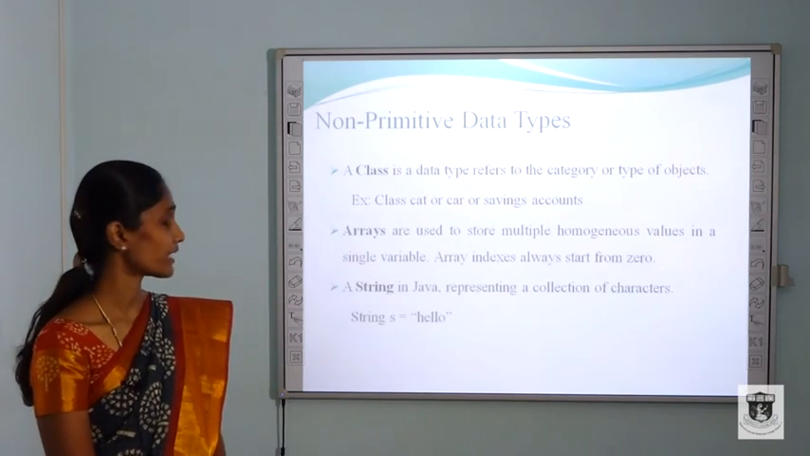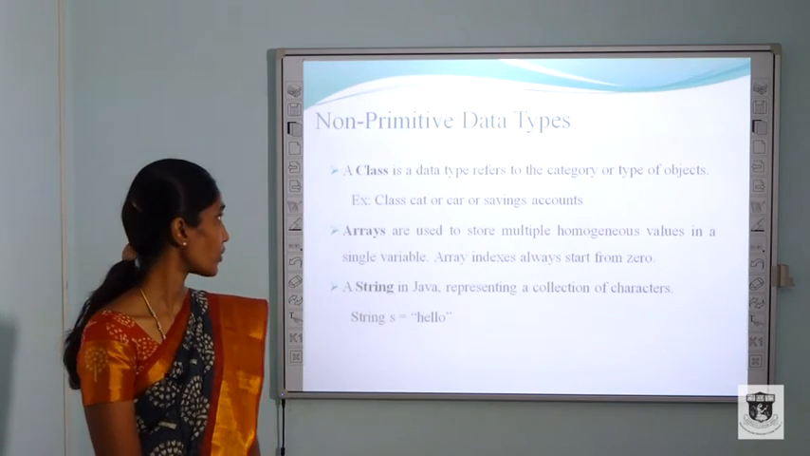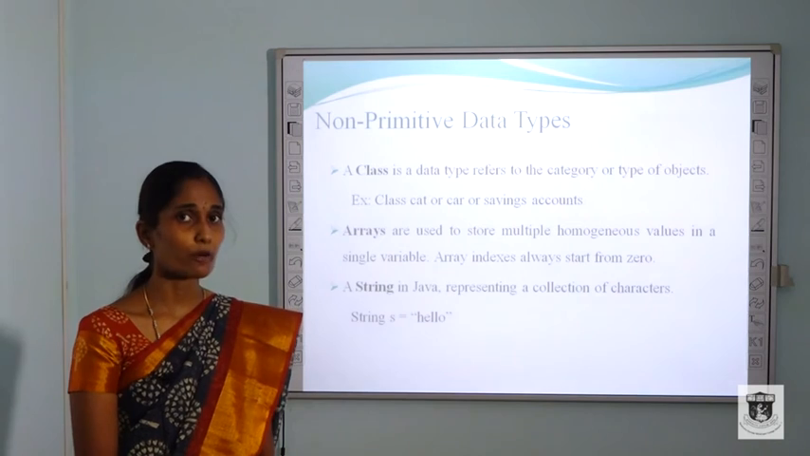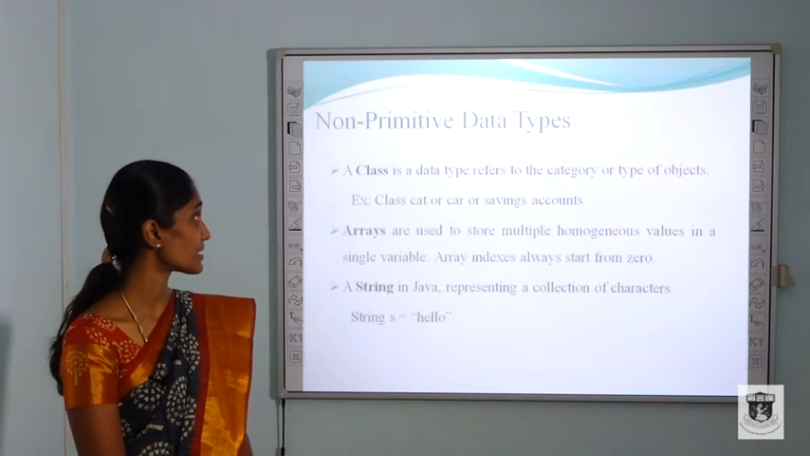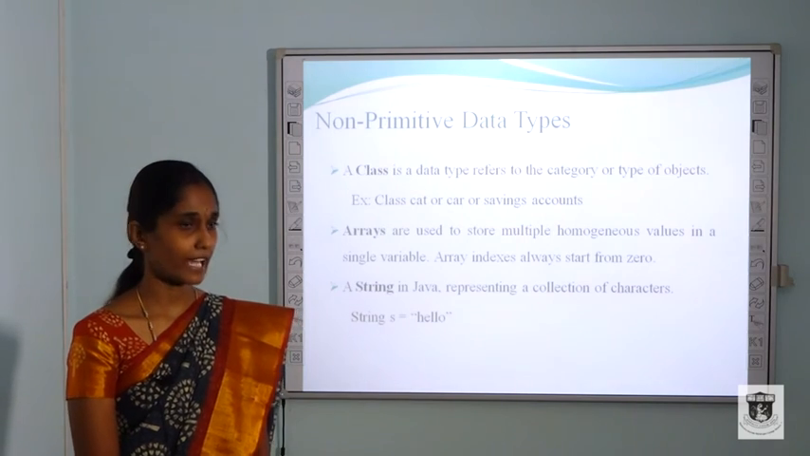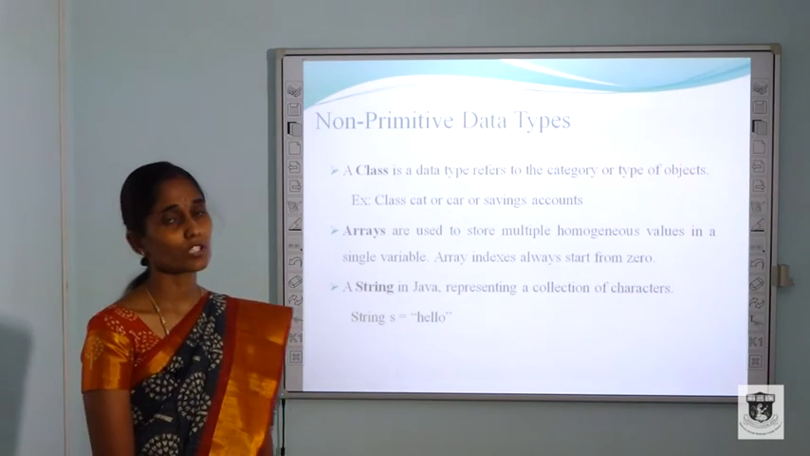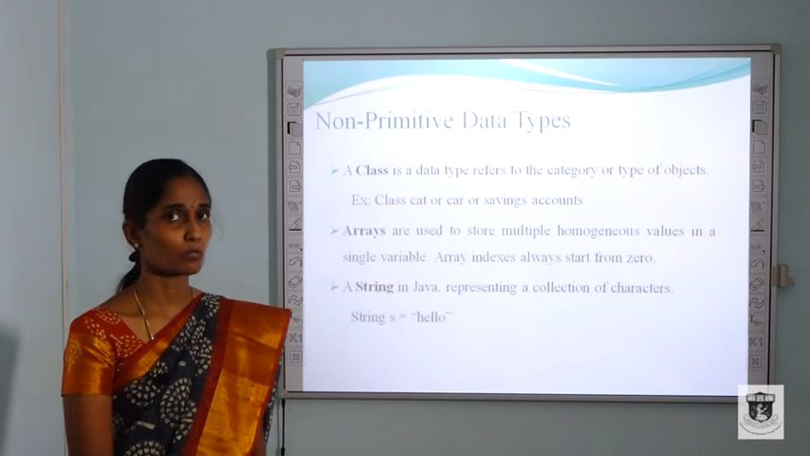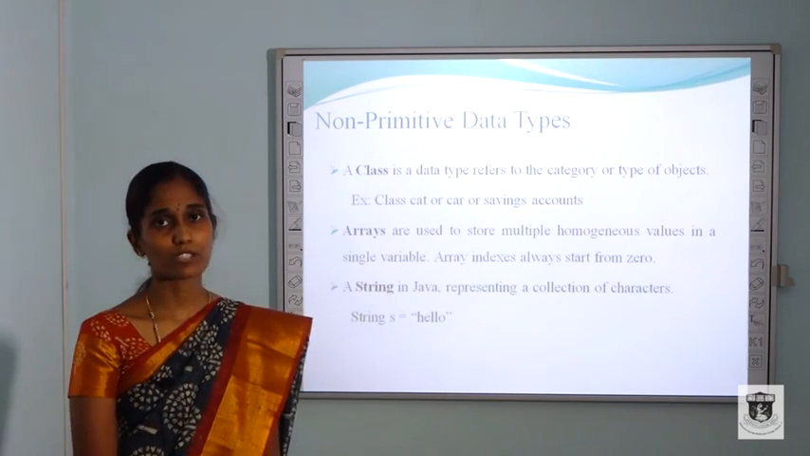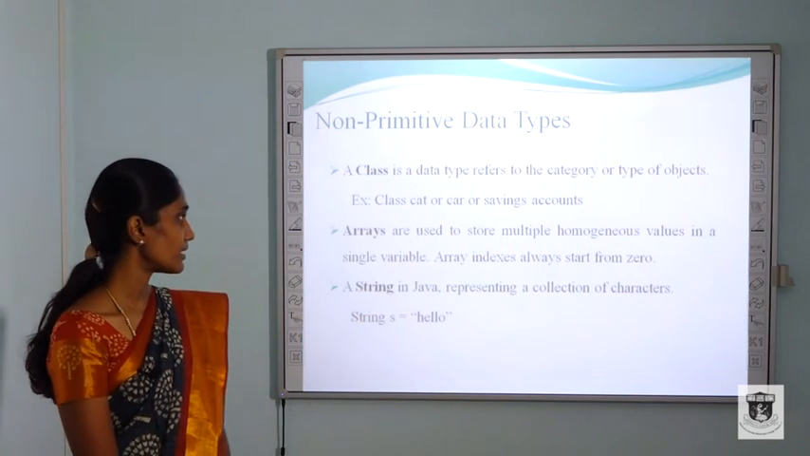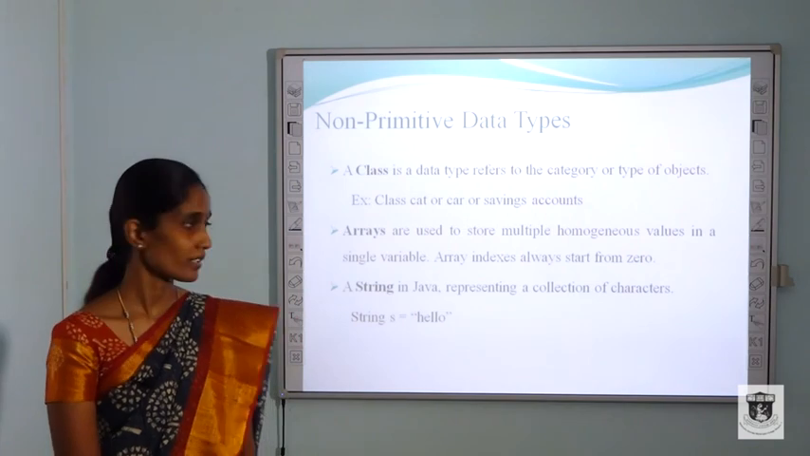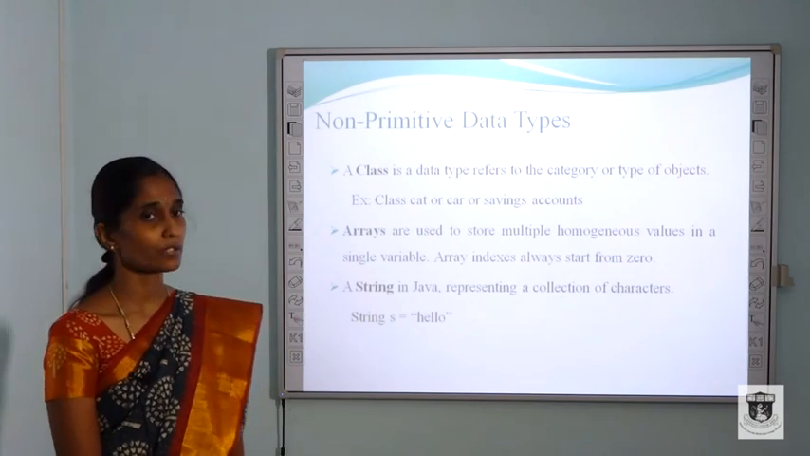Next, non-primitive data types. Non-primitive data types are class, arrays and strings, where a class is a category or type of objects. It can be represented as class, cat or car. It uses the keyword class. Then array is used to store multiple homogeneous values in a single variable. It always has an index value starting from 0. Then string represents a collection of characters. It uses the keyword String. It can be represented as String S is equal to hello.